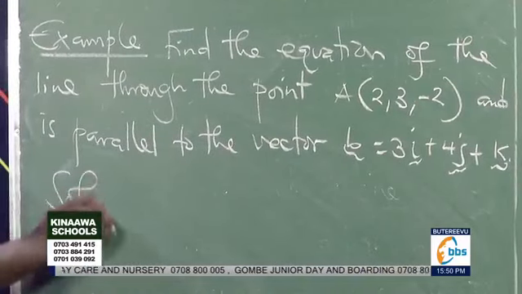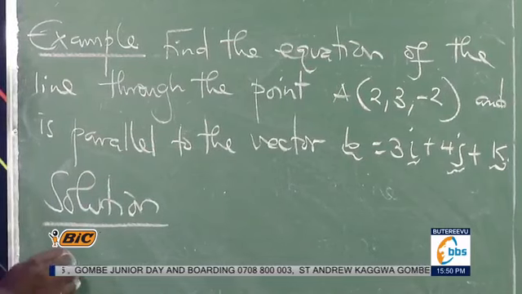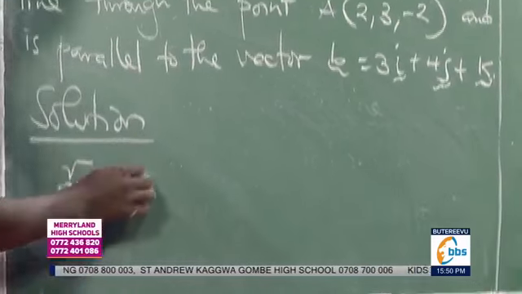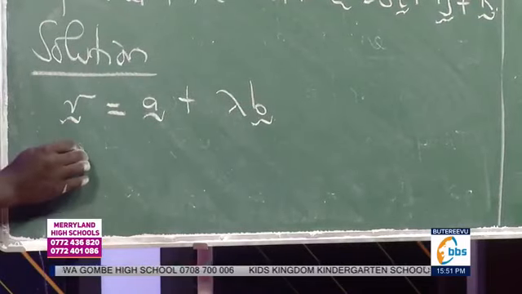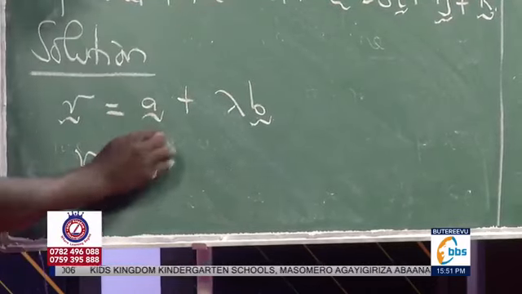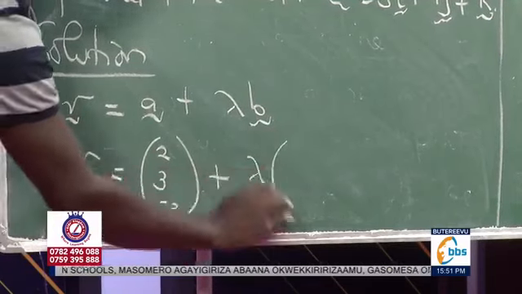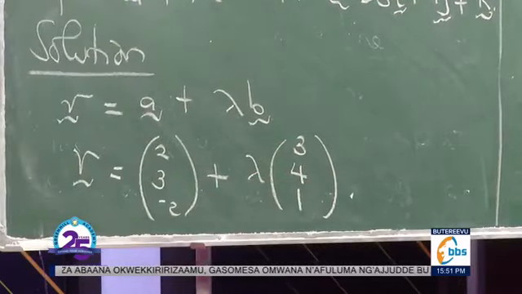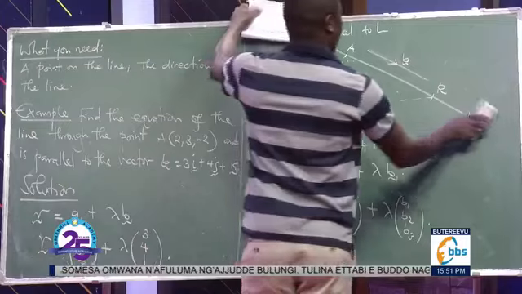So in our solution, this should be a bit obvious. We know that r is equal to a plus lambda b. And so this means that r is going to be, a is the position vector of the known point, which is that. So we have 2, 3, -2, and then plus lambda. B is the direction of the line, which is that 3, 4, 1. And so you have the vector equation of the line.